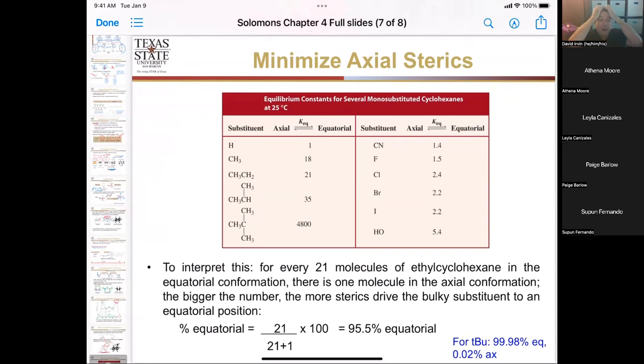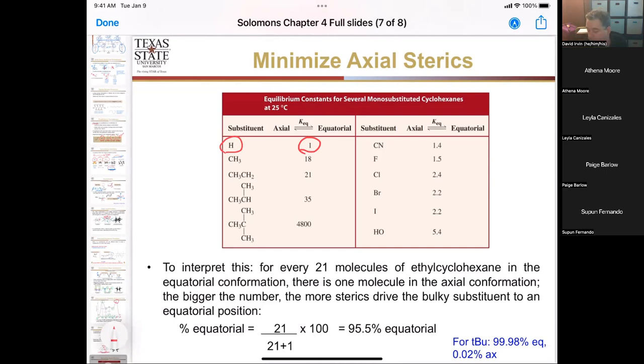Okay, so now let's look at changing the size. In this case, we have an equilibrium of 1 for hydrogen, meaning that for every molecule that has that hydrogen in the axial position, there's another molecule that has it in the equatorial position. So what does that mean?